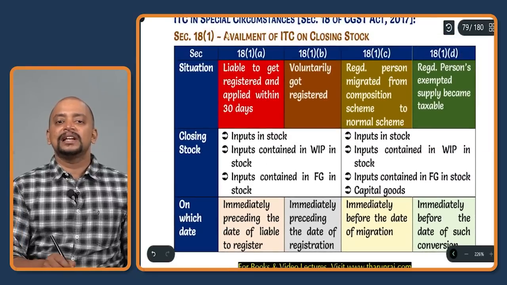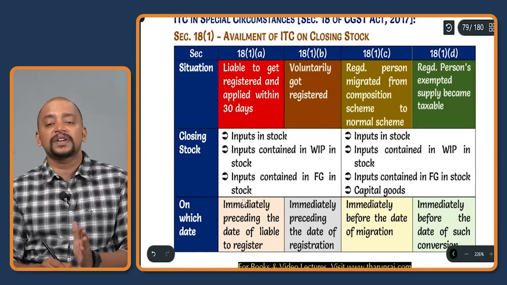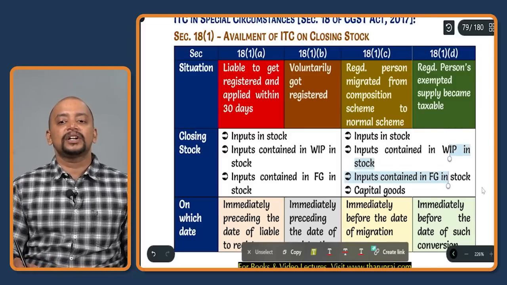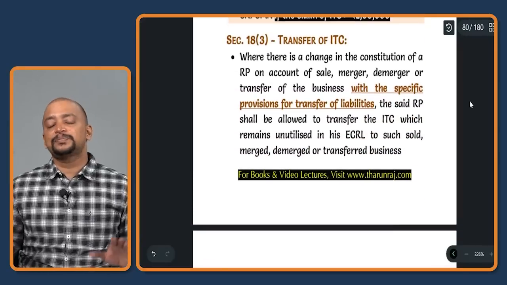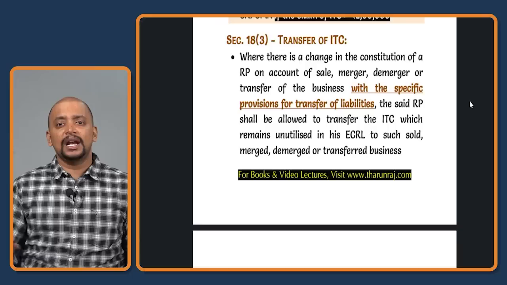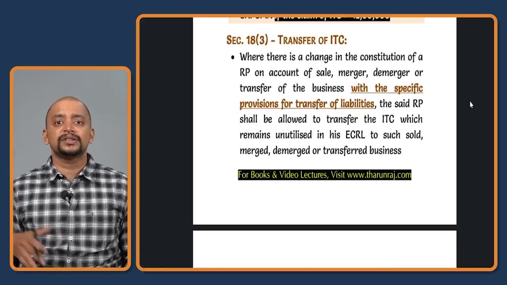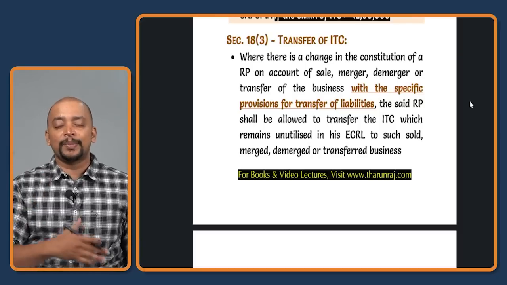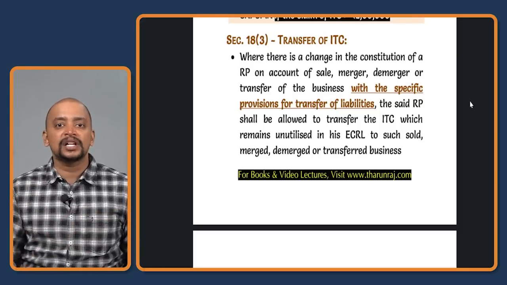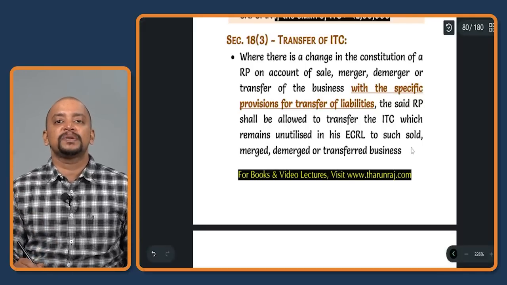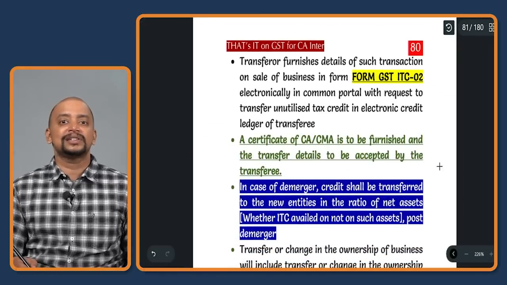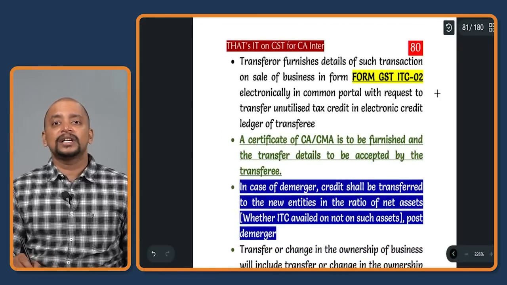In case of 18-1A, they are eligible to take ITC after the date they get registration certificate. 18-1B also after the date they get registration certificate. 18-1C, 1D after the date of conversion. Okay, then 18 subsection 3, transfer of ITC. Transfer of ITC whenever there is a transfer of business, sale, amalgamation, merger, demerger, or whatever may be the transfer of business, including change in constitution of business, sole proprietorship to partnership, partnership to company, or in case of inheritance, death of sole proprietor, any transfer of business, but that transfer of business should be with specific provision for transfer of liabilities. Then whatever is the unutilized ITC in the electronic credit ledger of the transferor gets transferred to the electronic credit ledger of the transferee.